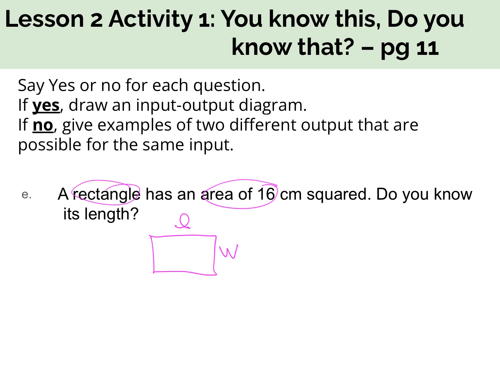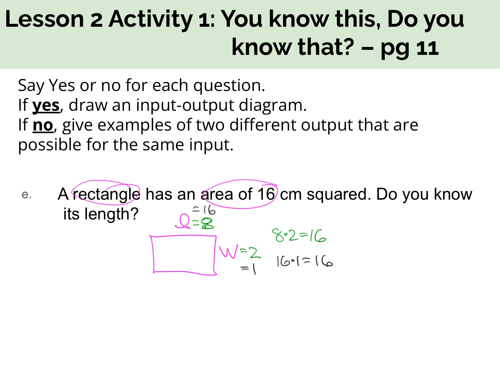So let's say our length is 8. Width is 2. So 8 times 2 equals 16. Now, is this the only way we can do this? Not really. We can say that our length is 16, but our width is 1. So 16 times 1 also makes 16.